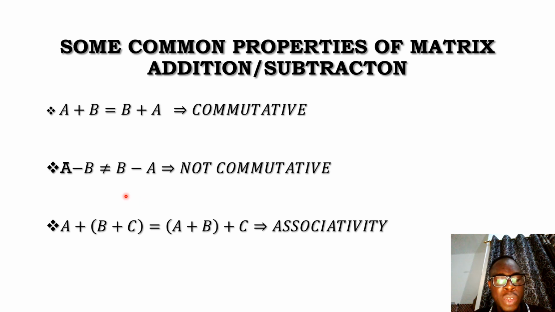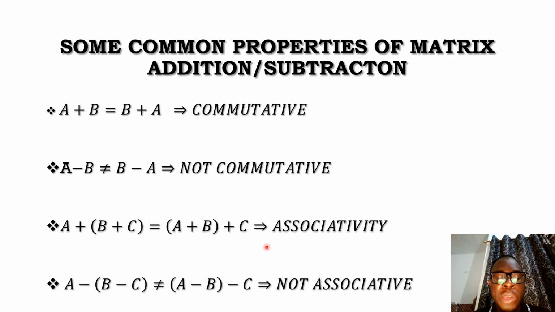Then matrix addition is also associative. So this property is also talking about associativity. Then we have matrix subtraction is also not associative. So these are some common properties of matrix addition and subtraction that we need to understand. Now let's move to an expanded example.